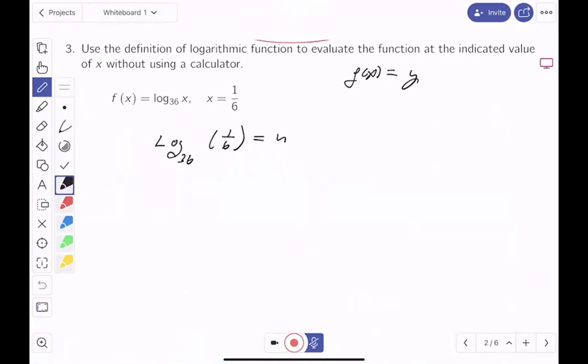I'm not going to use x, by the way. I'll just say y. So what I want to do is rewrite this not as a logarithmic problem, but as an exponential problem. So I'm not going to use a calculator. I just want to see if I can figure this thing out. So what's it going to be? It's going to be this. It's going to be 36 raised to the y would equal 1/6. Write that down.